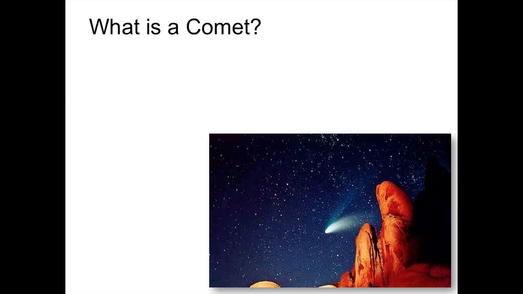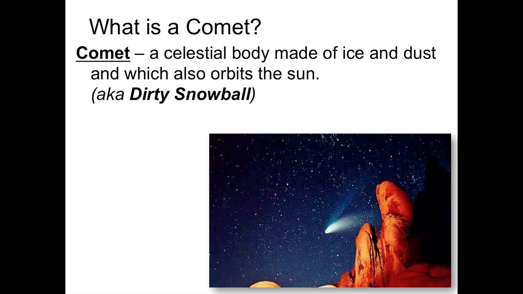Now, what is a comet? Because these are the notes on asteroids and comets. A comet is a celestial body, and celestial, my students already know, is just a term scientists use to describe something that's in space. A celestial body, something from space, made of ice and dust, and which also orbits the sun, just like the asteroids, just like the planets. Comets orbit the sun as well.